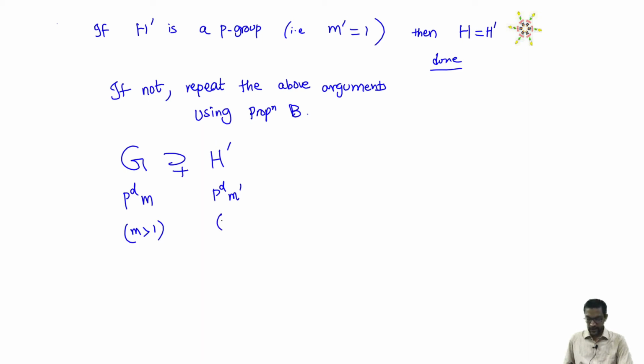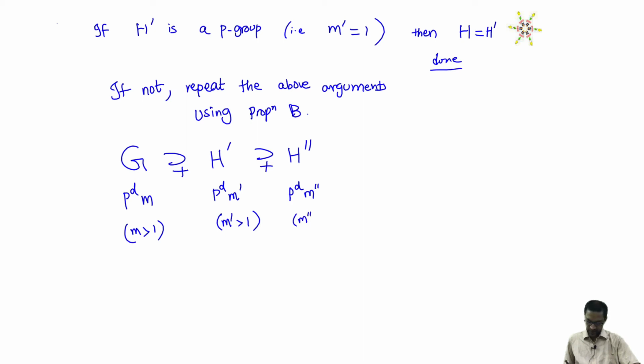If M prime is greater than 1, which means that this is also not a P group, then you can repeat the argument and construct another subgroup H prime. This subgroup H prime has a cardinality which is again of the same form, a power of P, where the power is still the same, and the number M is now M double dash in this case. Okay, so let's call it M double dash.